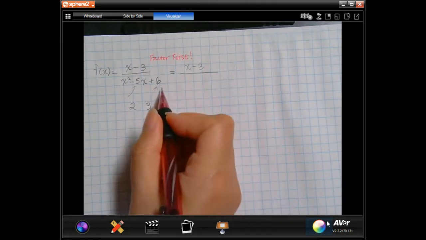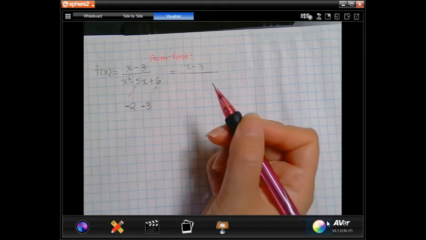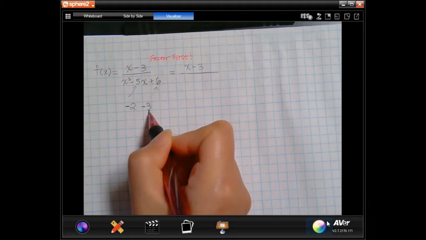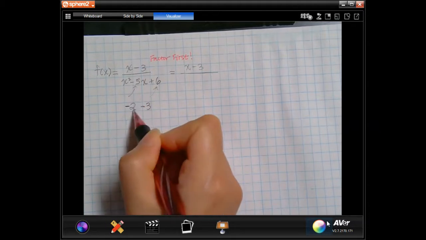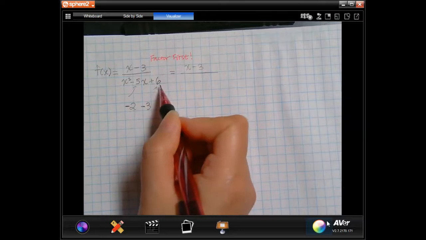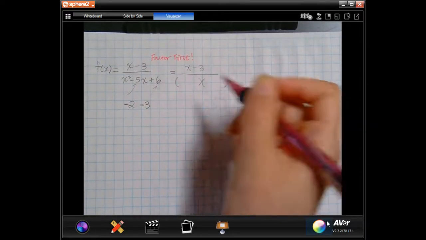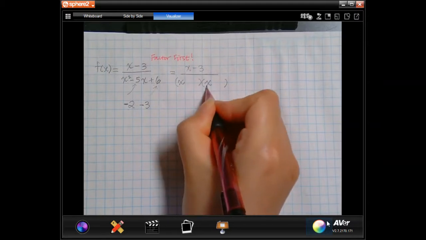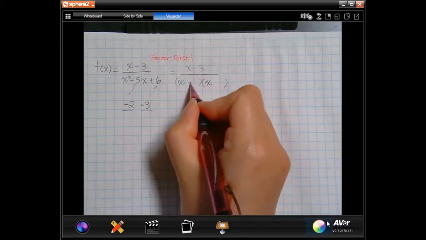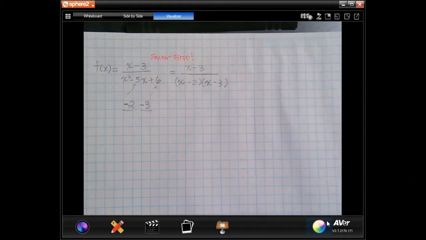Then for the sign, I have to make both negative so that I can add them, making negative 5. Multiply them, it's making positive 6. So in that case, I will have two parentheses with x and x, and the two numbers aligned on each side of the parentheses. And then now I'm here.